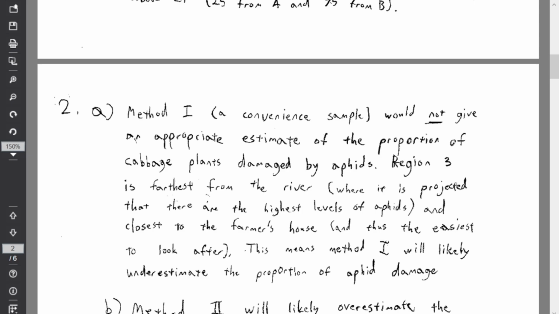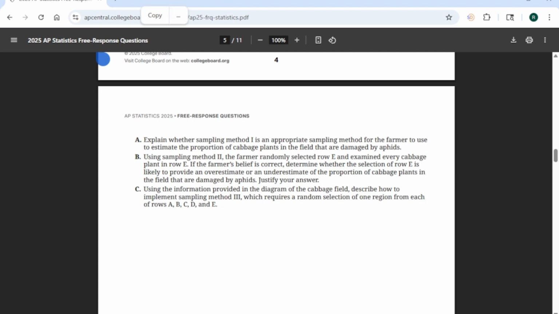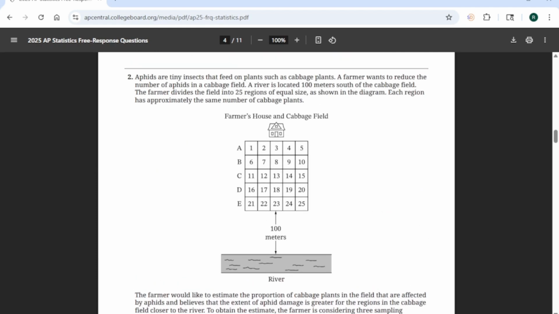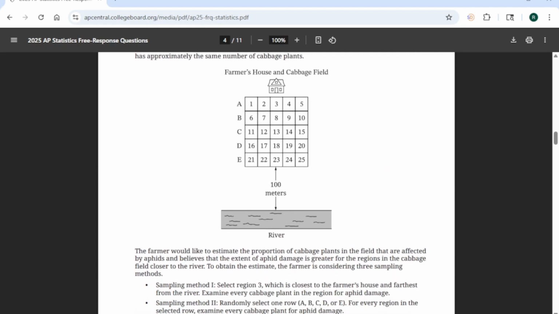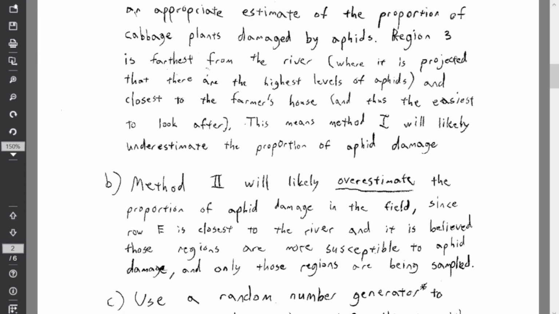Whereas method 2, going to part B, method 2 will probably be overestimating. The reason that is because they select row E. And remember, row E is closest to the river, which we think will have greater amount of damage. So method 2 will likely overestimate this proportion since row E is closest to the river, and it's believed those regions are more susceptible to the damage. Therefore, and only those regions are being sampled, so we're saying that it's going to overestimate.